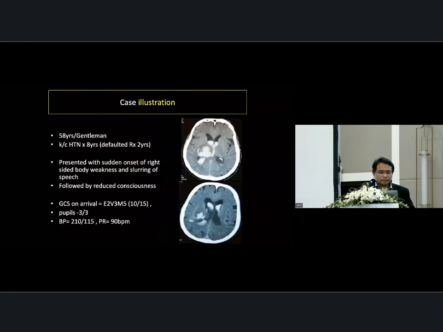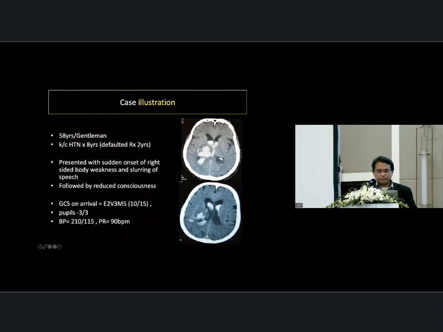So this is example of 58-year-old gentleman, known case of hypertension for 8 years, but defaulted treatment for 2 years, and presented with sudden onset of right-sided body weakness, followed by reduced consciousness. The GCS on admission was 10. Pupil T3, BP was high. We managed to control the blood pressure. And you can see here he has a thalamic hemorrhage on the right side and biventricular IVH.